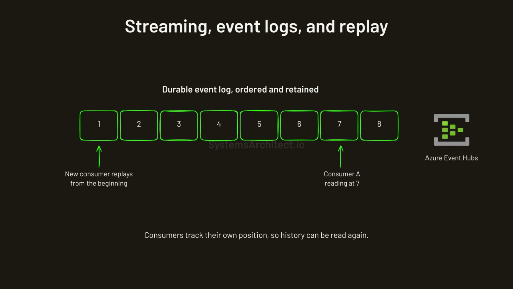Event streaming keeps events in an ordered, durable event log instead of deleting them on delivery. Apache Kafka popularized this design, and Amazon Kinesis and Azure Event Hubs follow it. Consumers track their own position in the log rather than acknowledging one message at a time. So what does that unlock? That gives you event replay, where a brand new service reads the history from the beginning.